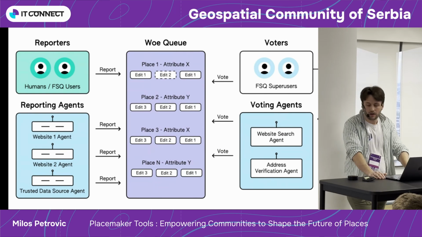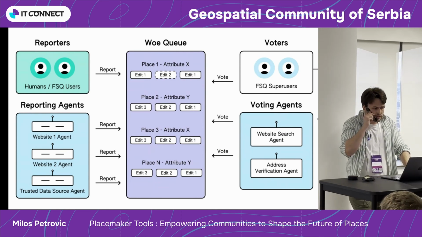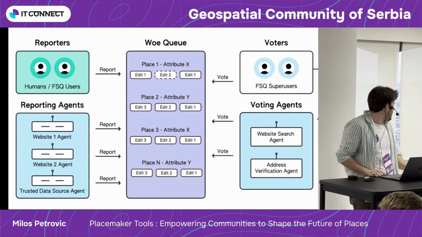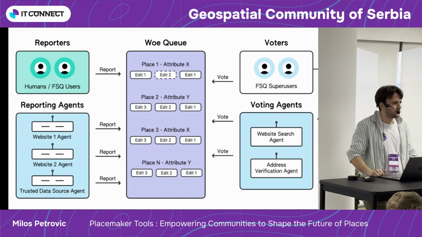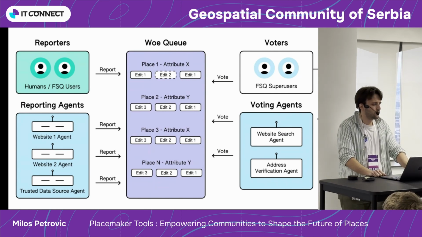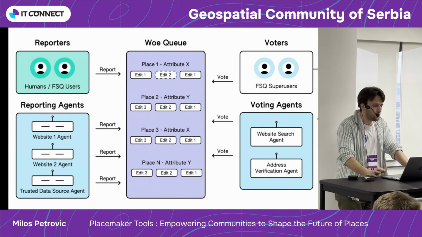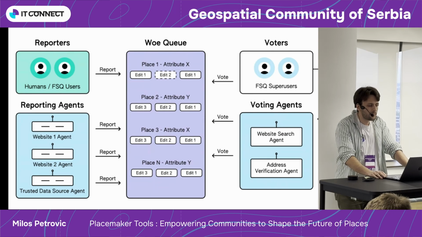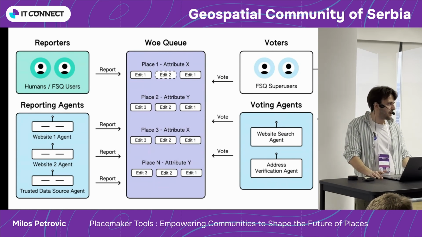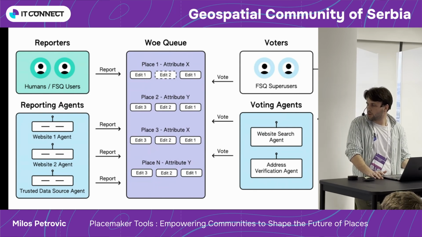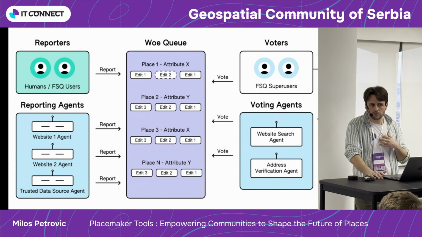On your left side, you can see the reporters, which are basically actors that are responsible for reporting places information to our system. So for example, when you see that a location has changed its address, a reporter will go and report this change. Now what's interesting is that when this happens, this change doesn't automatically get applied to the place. What happens is it goes into this vow queue in the middle. So a vow is basically a proposed change to a place.